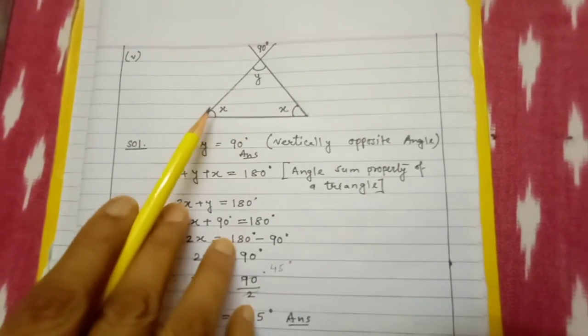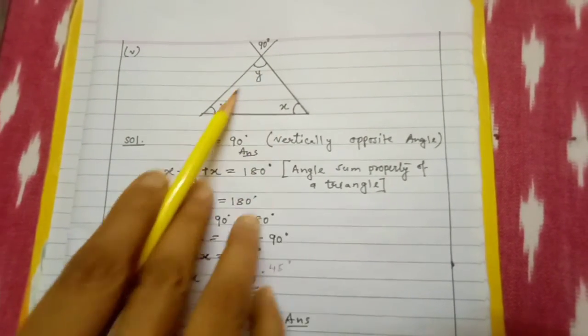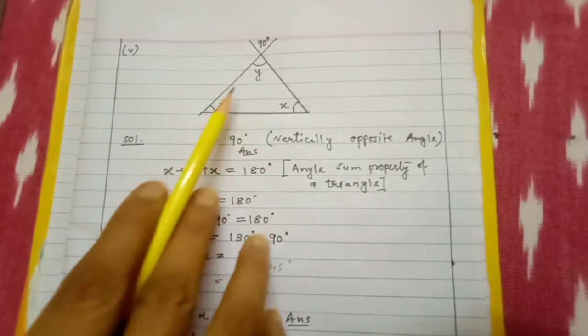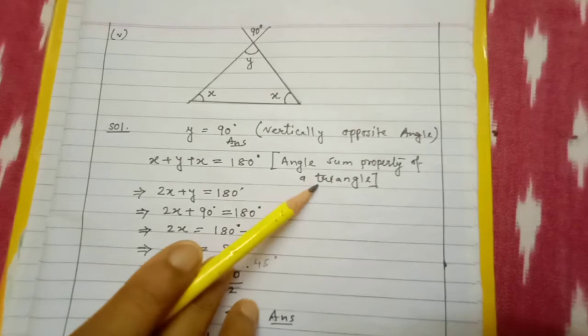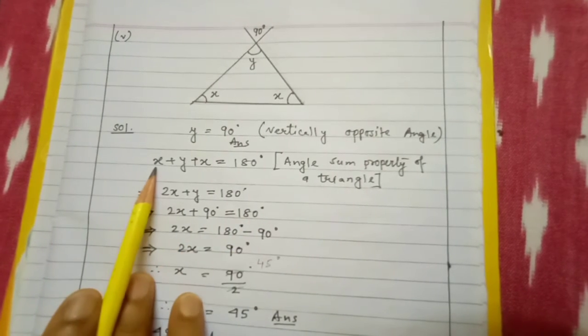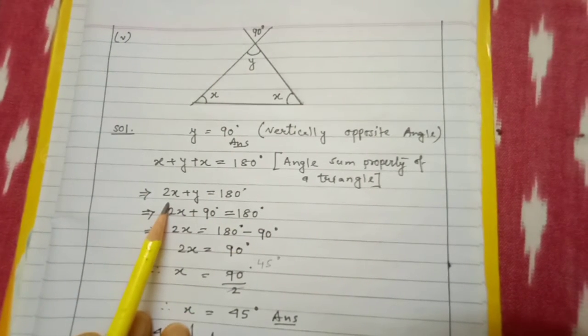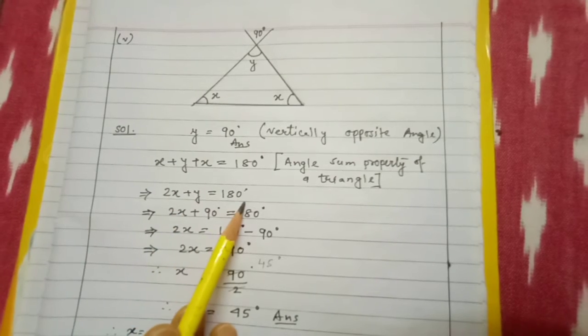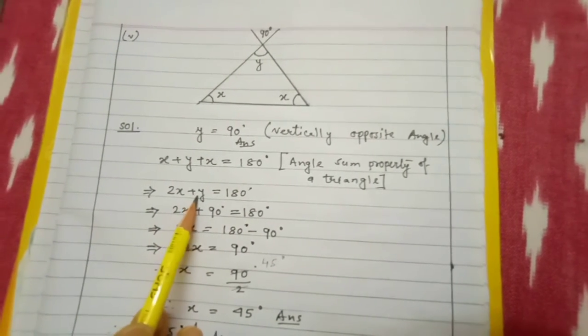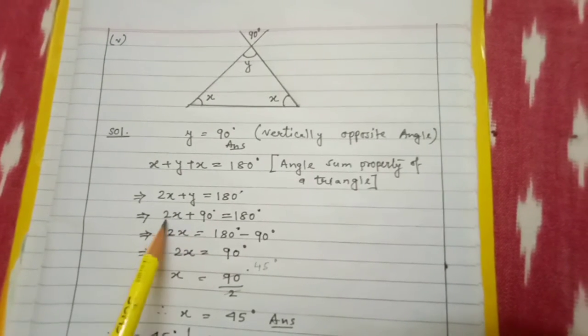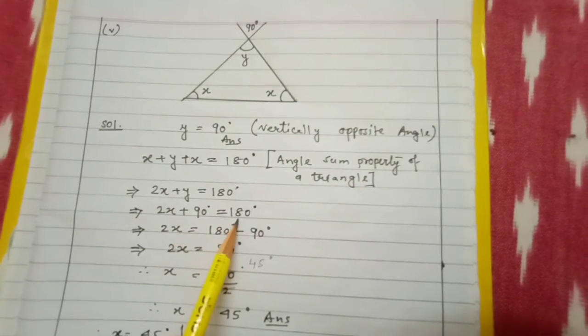Now y plus x plus x is equal to 180 degree, angle sum property of a triangle. Now x plus x become 2x, and y is equal to 180 degree. You know the value of y, which is 90 degree. Instead of y, I will write 90 here. 2x plus 90 is equal to 180 degree.